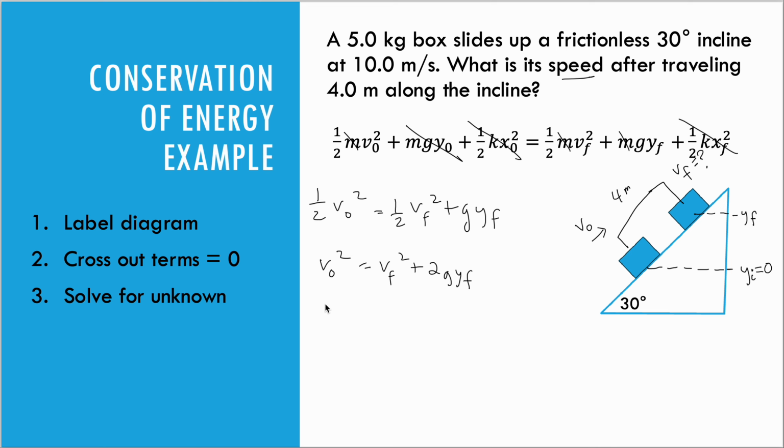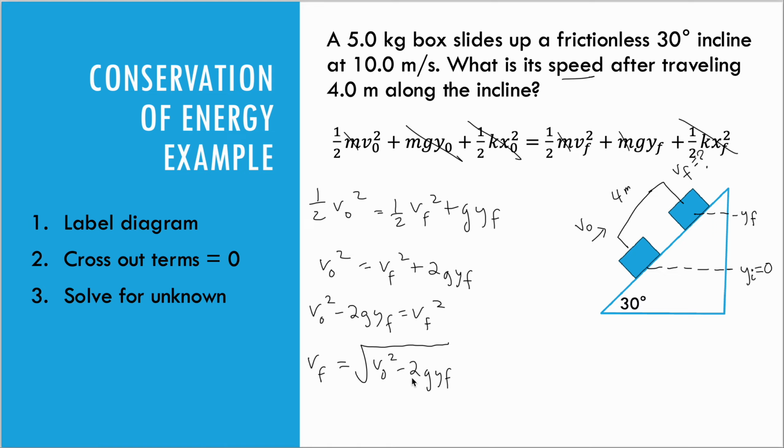And now I'm going to subtract 2g yf from both sides to get vf squared by itself. And now I can take the square root of each side to get vf by itself. It's going to equal the square root of v initial squared minus 2g y final.